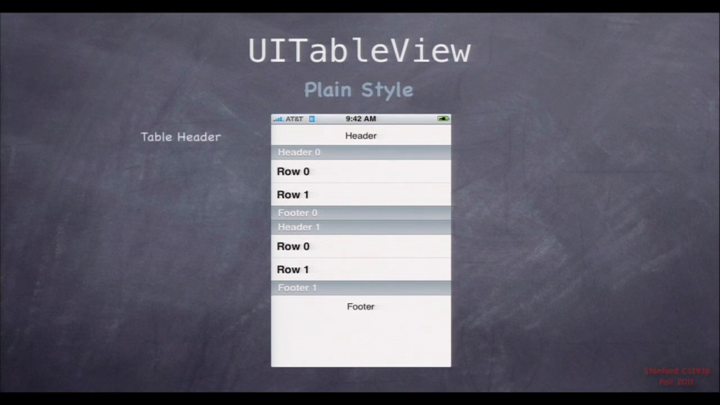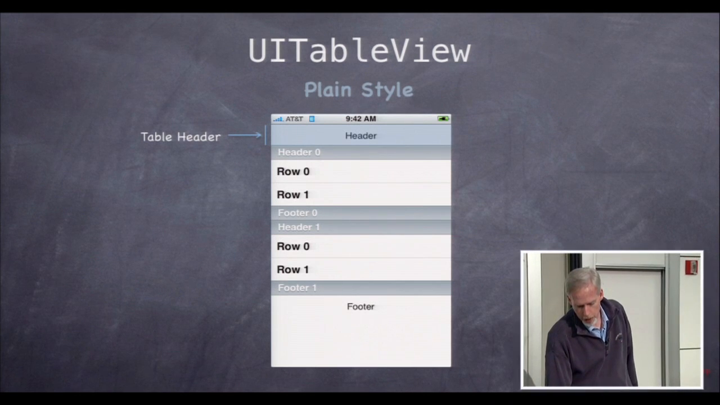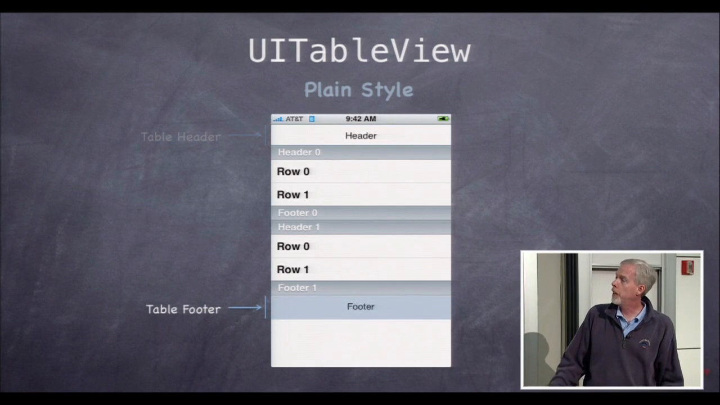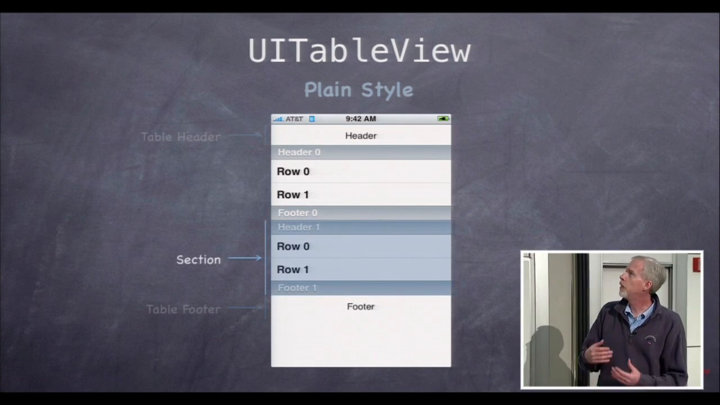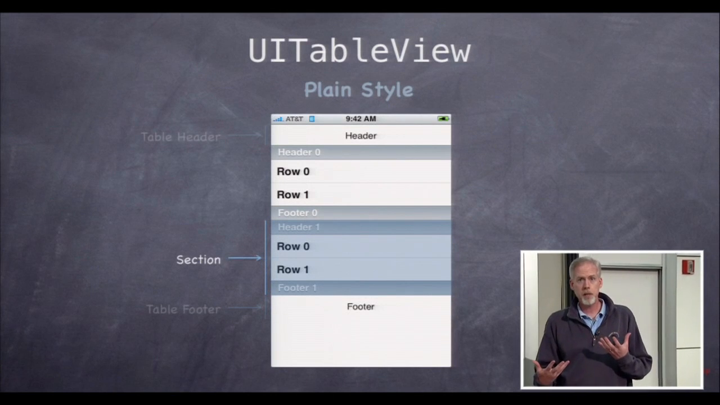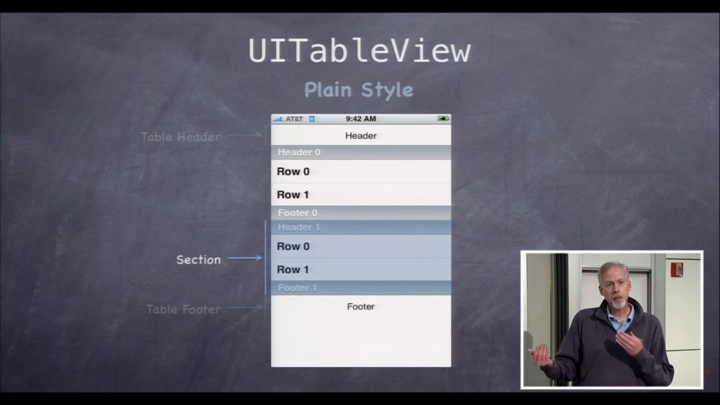The thing at the very top there is called the header. Okay, that's a UI view that you can add to the table, and it can have anything you want in there. That might have maybe a search bar or something else related to the whole table. And similarly, you have a footer at the bottom, another UI view. This group of things is called a section. And so a table can have sections or not.